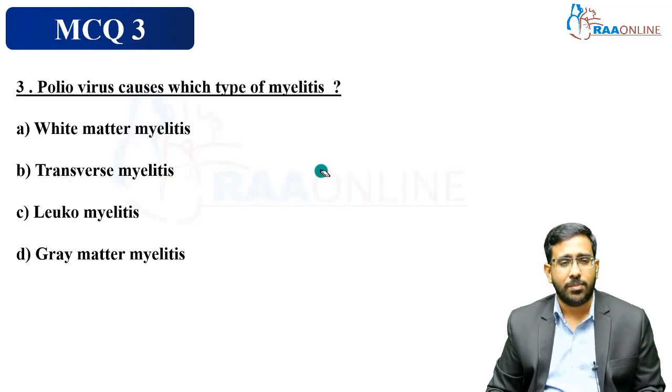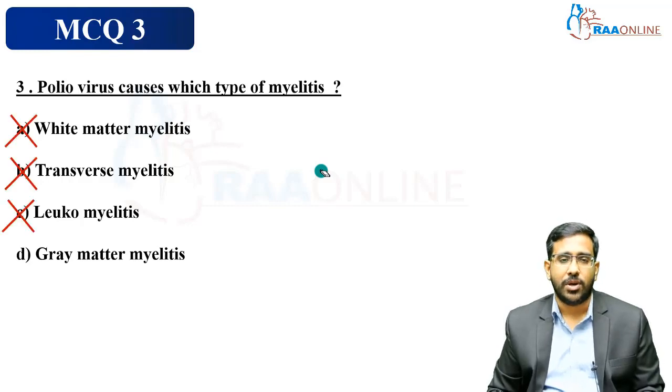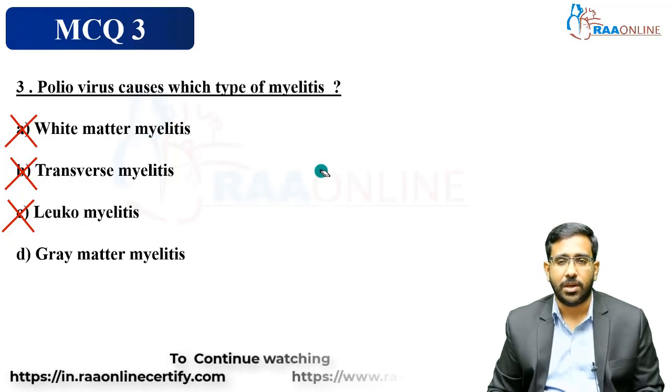White matter myelitis is also called transverse myelitis and leukomyelitis. So options A, B and C are actually a single option. Both transverse myelitis and leukomyelitis are called white matter myelitis, which is seen in infections like HIV infection. And we have the second option, that is gray matter myelitis. So options A, B, C are going to be excluded, as all of them are the same, the white matter myelitis. So we are left with only one option. The polio virus causes gray matter myelitis.